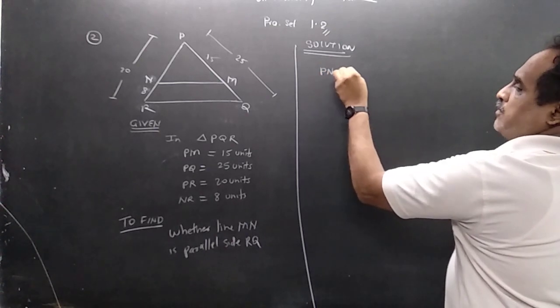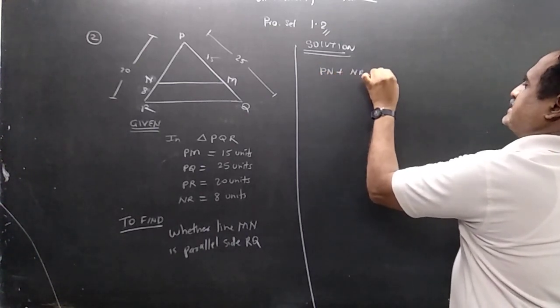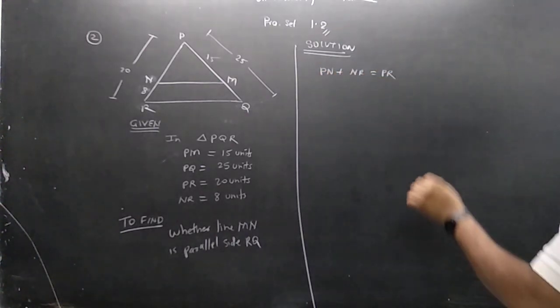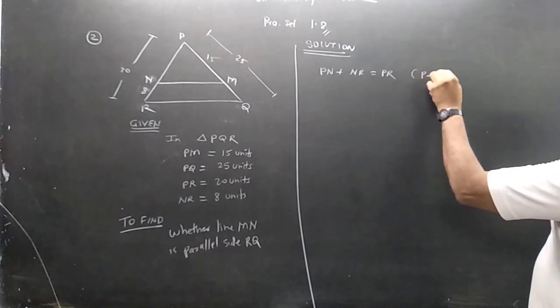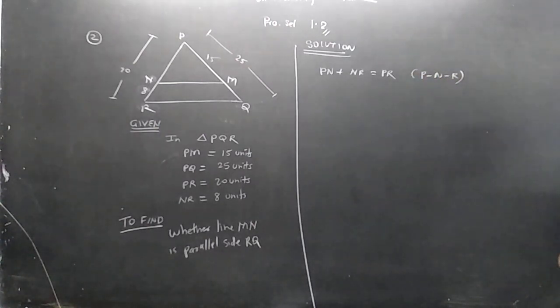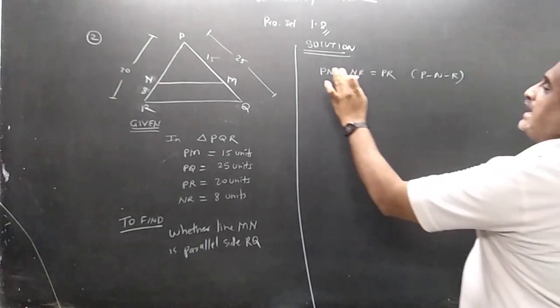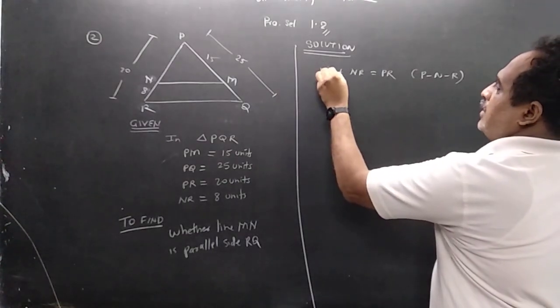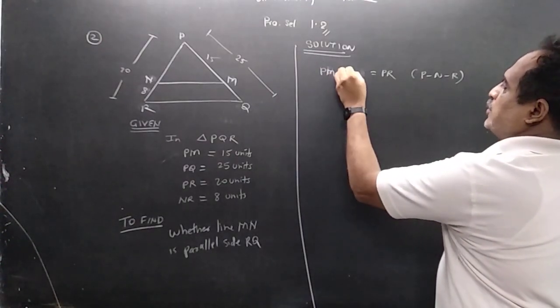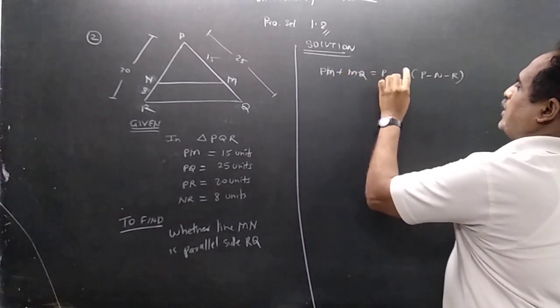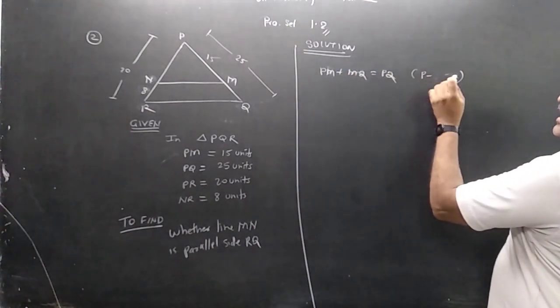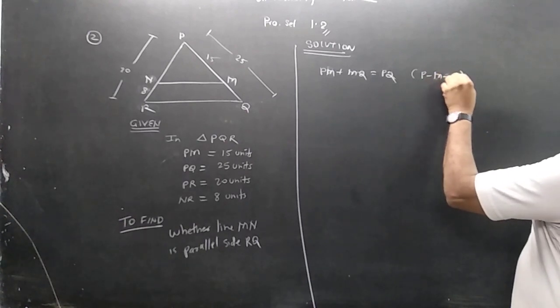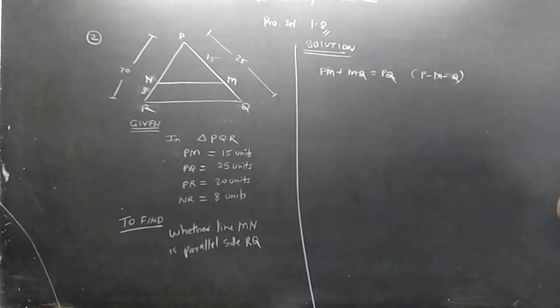PN plus NR is equal to PR. The reason is P, N and R are collinear points. Yes, we'll write PM plus MQ is equal to PQ. P, M and Q are collinear points.